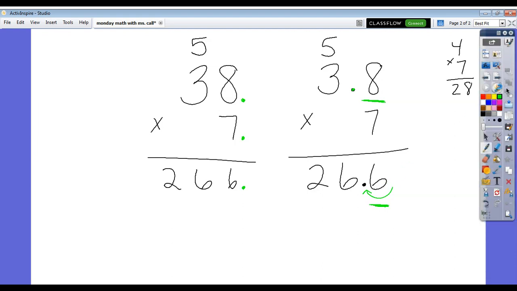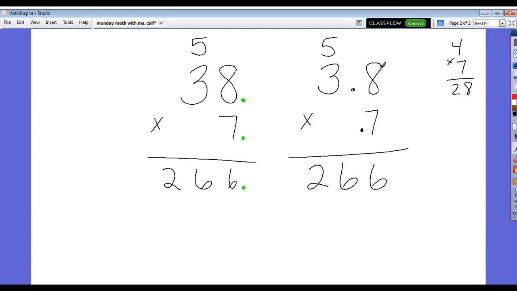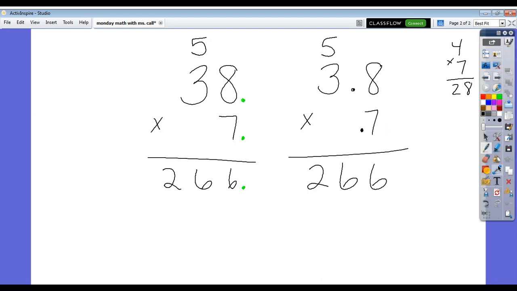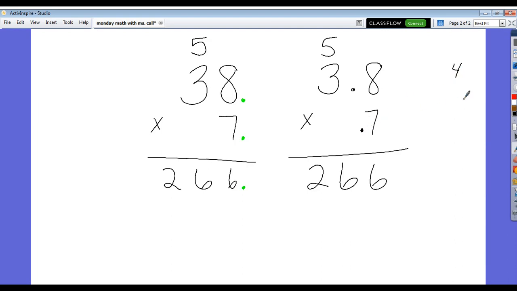Okay, so let's look at this in another way. What if I changed this problem to 3 and 8 tenths times 7 tenths? Well, now all of a sudden, my answer is not going to be close to 28 anymore. So 3.8 is still close to 4. 7 tenths would be closest to 1. So my answer needs to be somewhat close to 4.